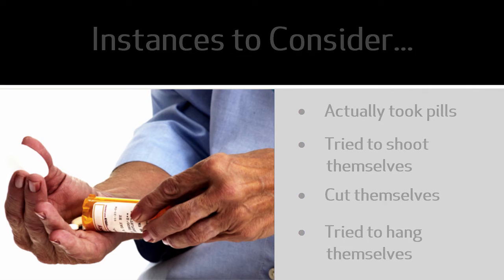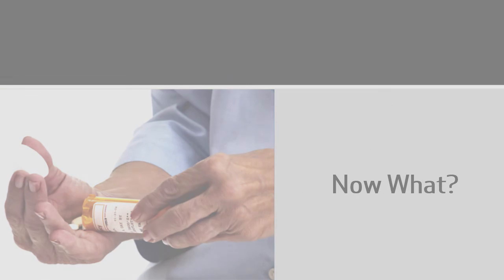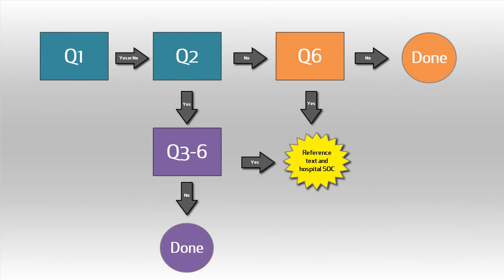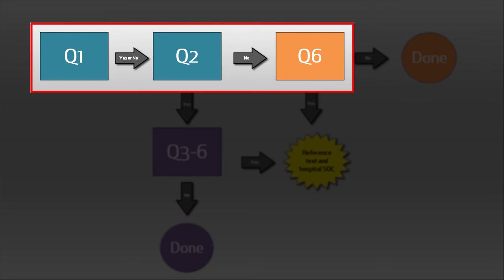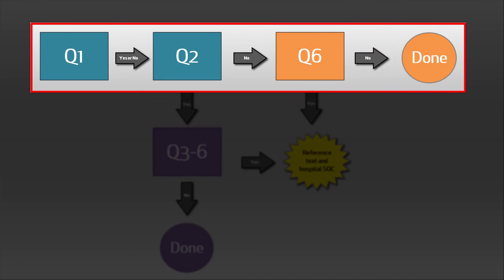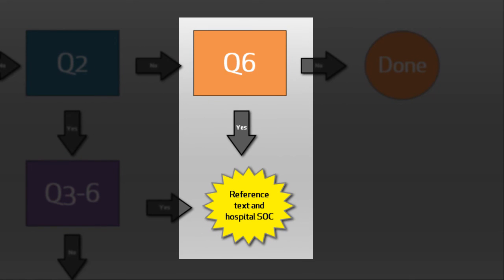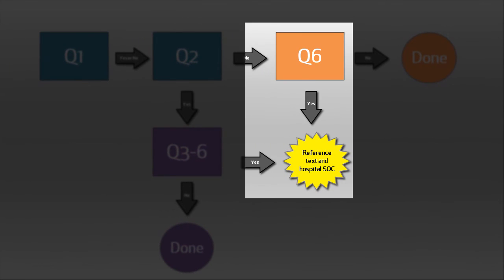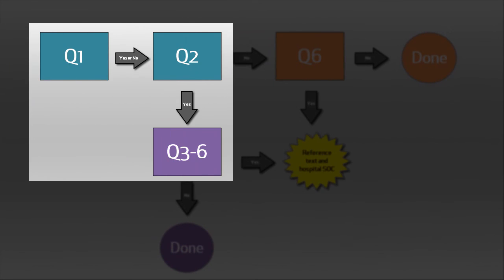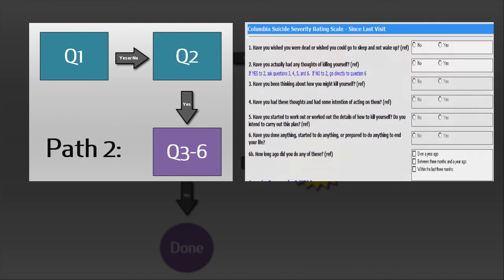Now what? If your patient responds no to questions 1, 2, and 6, then you are finished. If your patient answers yes to question 6, you will need to review the reference text and your hospital's standard of care for your next steps. Let's go back to see what happens if your patient answers yes to the second question. We will call this Path 2.